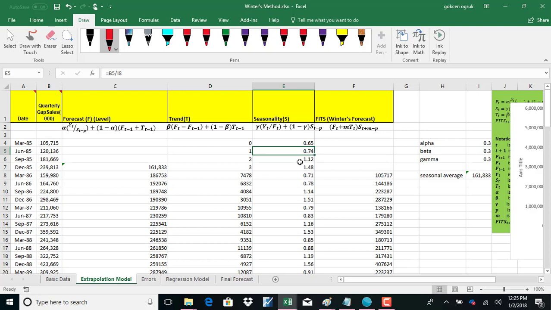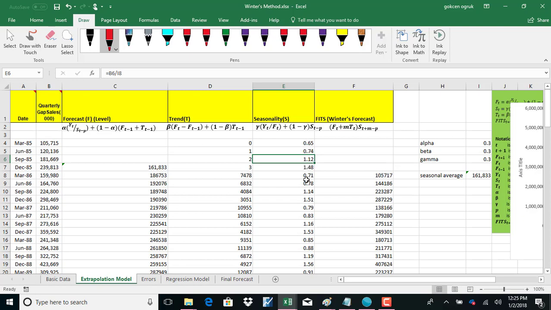On the other hand, the third quarter sales are 12% higher than average. It's a high sales season. And fourth quarter is 48% higher. As you realize, the highest sales are always in quarter 4 and lowest are in quarter 1.